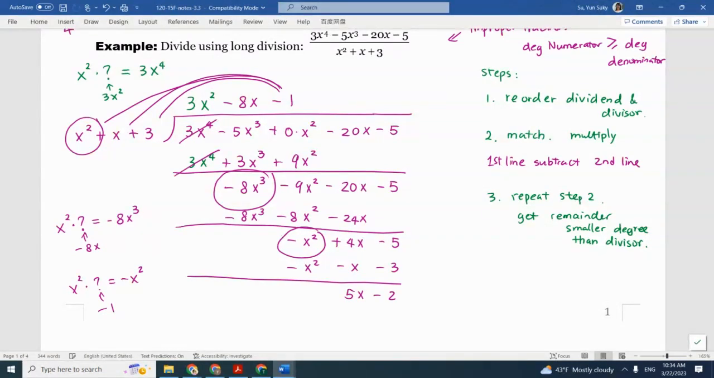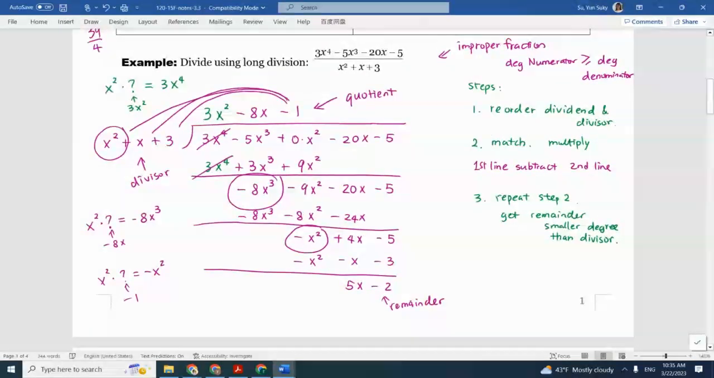Yes. What's the degree of this? 1, right? And what's the degree of the divisor? 2. See, this degree is smaller than that, so we can stop this process. This is our remainder. And this is the quotient. And that is the divisor.